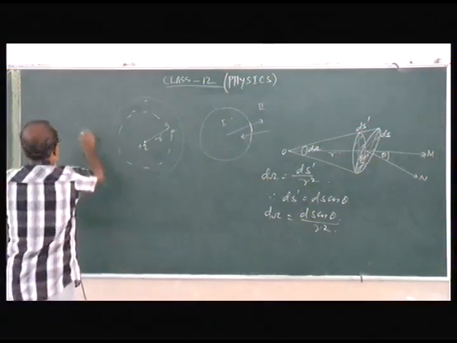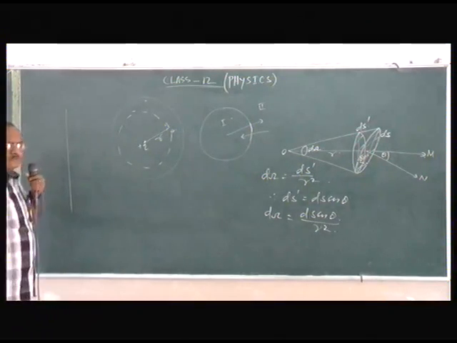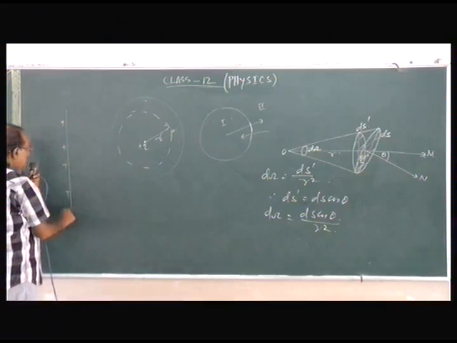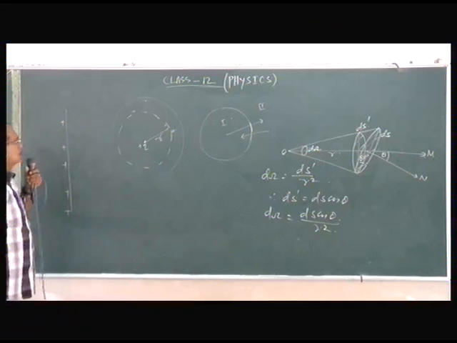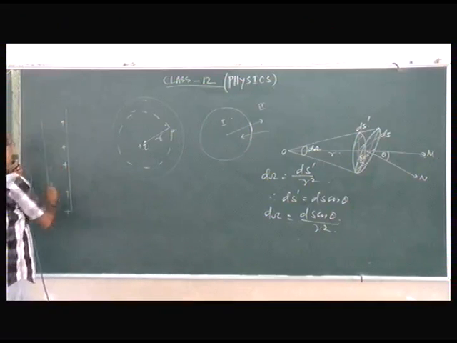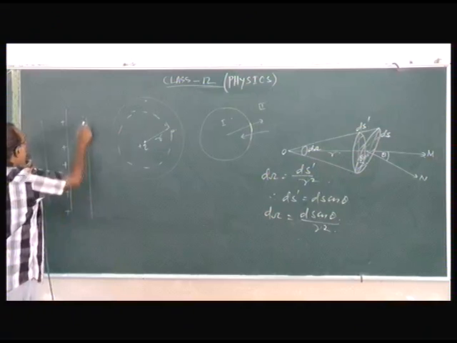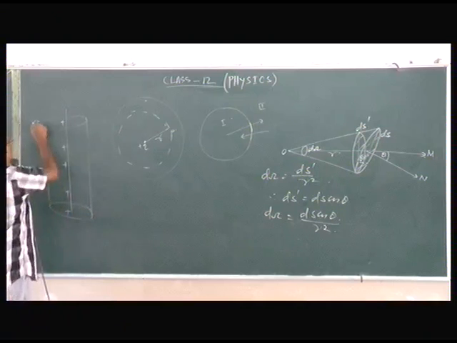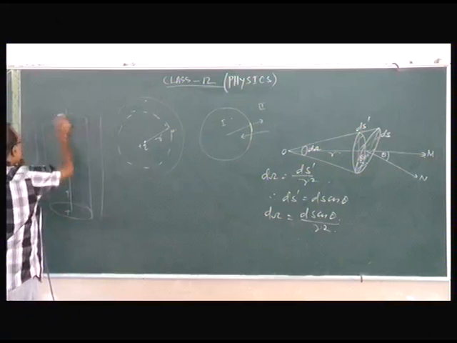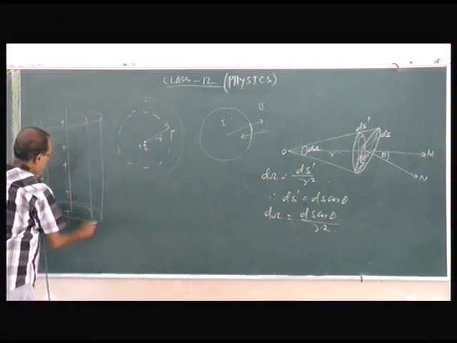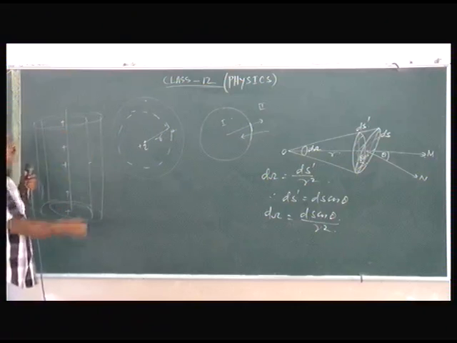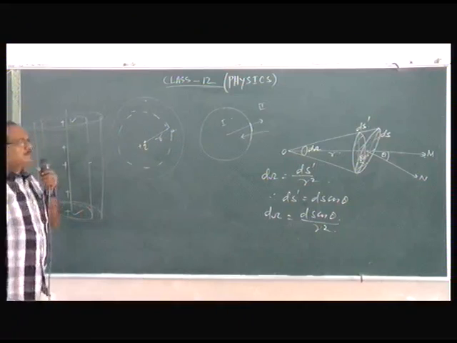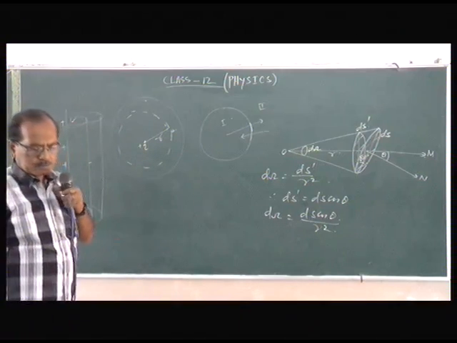Say there is a line charge. Then the Gaussian surface around it will be what? Cylindrical, this way. Wherever we have to find out the intensity, there we will draw the cylinder, closed at the two ends.